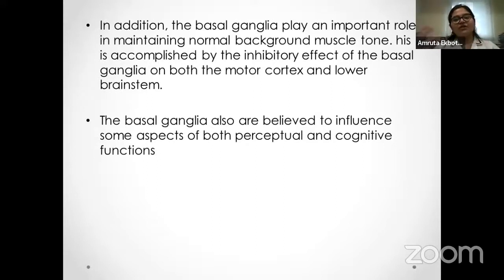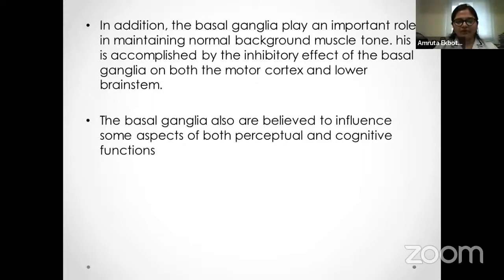So in a normal individual, when the movement is occurring, the basal ganglia makes sure that the muscle tone is optimal, right? Wherever there is a requirement of increased tone, the basal ganglia is going to increase the muscle tone and regulate it according to the movement that is supposed to occur. The basal ganglia are also believed to influence some aspects of both perceptual and cognitive functions. The basal ganglia is going to have an inhibitory effect on the motor cortex, so that there is no alteration in the muscle tone.